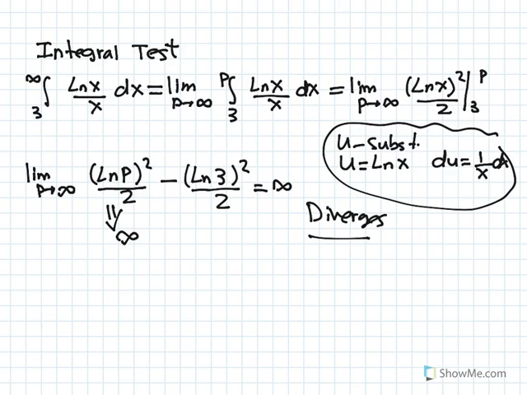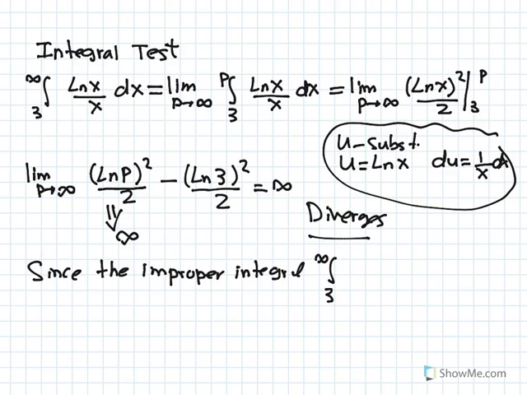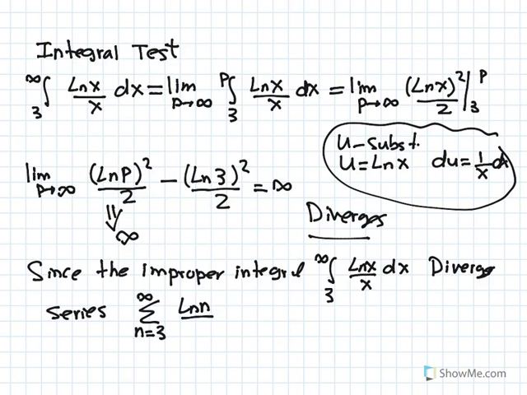So since the improper integral from 3 to infinity of log x divided by x diverges, then the series summation n equals 3 to infinity of log n divided by n also diverges by the integral test.